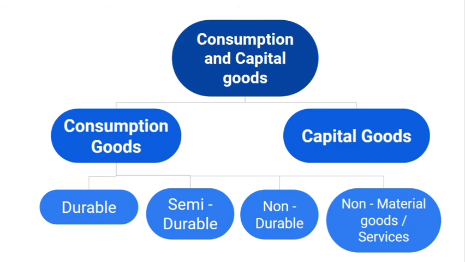And the non-material goods and services, like services that we get from teachers, doctors, lawyers, etc. These are the consumption goods. So now it is clear that consumption goods are the goods which we consume, which are for the consumers, whereas capital goods are the goods which are consumed by the producer for increasing their production capacity.